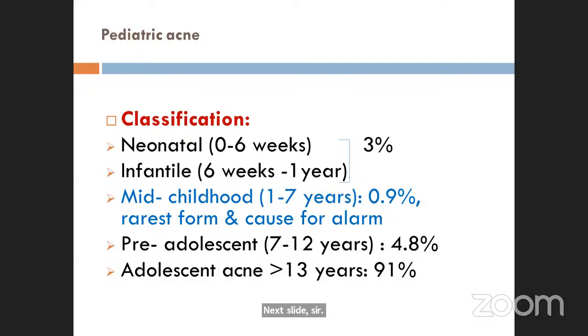So this slide basically shows the incidence of acne across various age groups in children. We see that it is the adolescent age group, that is in children greater than 13 years of age, in which acne is most commonly seen. That is up to 91% of cases of acne happen in this age group. And the rest, you can see acne across all the age groups, but it is really the mid-childhood age group, that is children between 1 to 7 years of age, though acne is rarely seen in this age group. But if you see it in this age group, it is a cause of alarm. Why so? Next slide, sir.